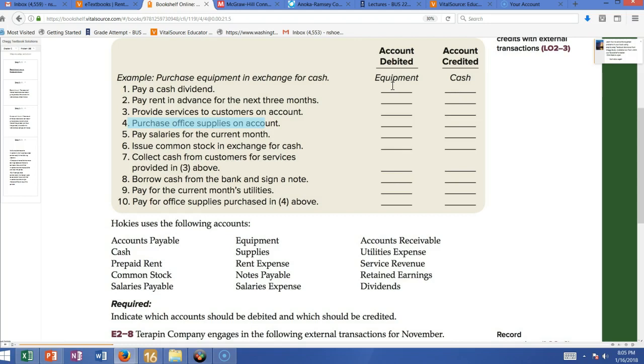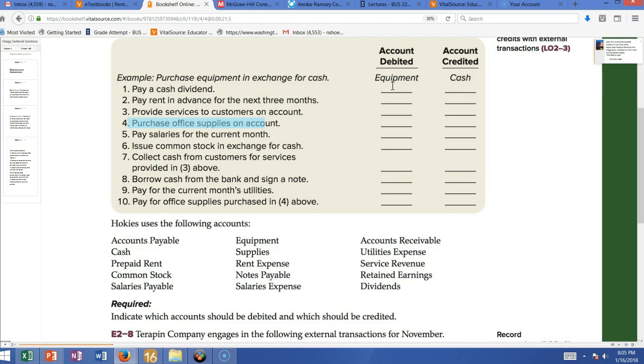Next, borrow cash from the bank and sign a note. Notes payable. What is debited? Cash. What is credited? What increases? Notes payable has a normal credit balance, so when it increases, we credit it. Does that make sense?